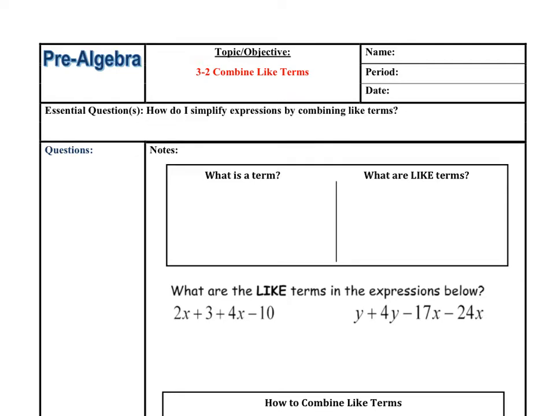This should be, I hope, review from 7th grade. This is a 7th grade standard, but we use it a ton in this unit, so we are going to review that. First thing, we're going to talk about what's a term and what are like terms. I'm going to write these definitions up on the board. Would you please do that as well?